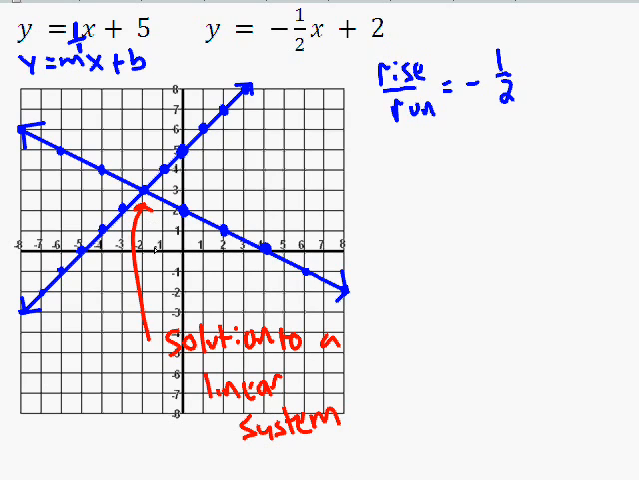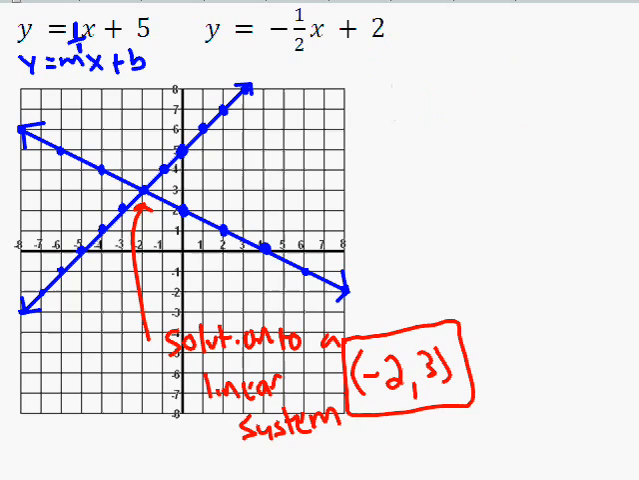Let's go and write the ordered pair for that point. The solution to this linear system is negative 2, positive 3. Now if you'll remember, in our instructions, I asked you to always check your work. And the way we're going to check our work is checking to see if negative 2, positive 3 is a solution to both equations. So I'm going to put 3 in for y.